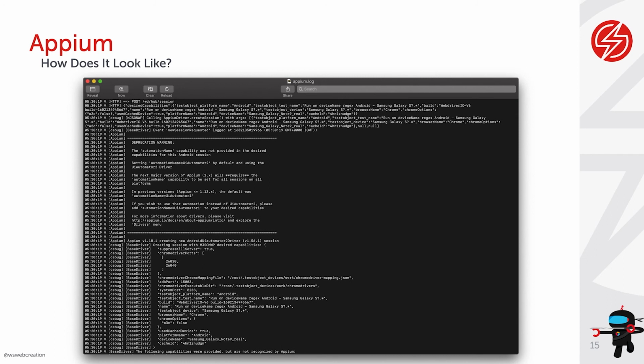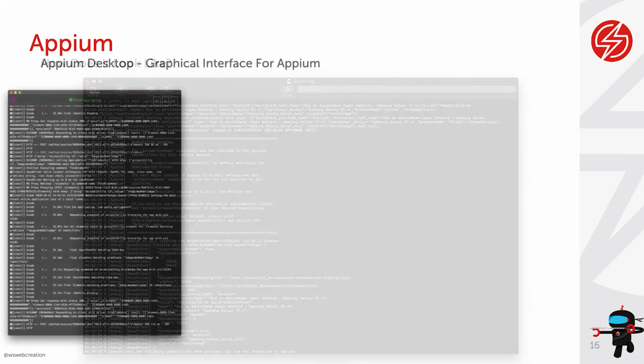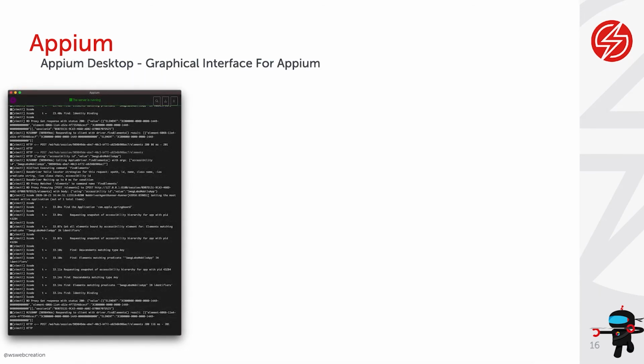Because basically what we're now seeing is just logs. All the communication between your script and the device will be shown here in the Appium logs. There is no UI to this. You can only debug it through the logs itself. And this might be a little bit challenging for a lot of people. So this is also something that the contributors to Appium recognized, and they thought, okay, let's add a graphical interface on top of Appium. And that's why they created Appium Desktop.